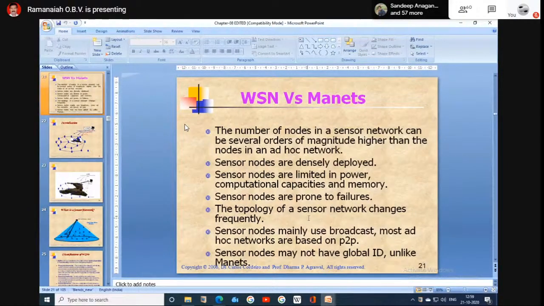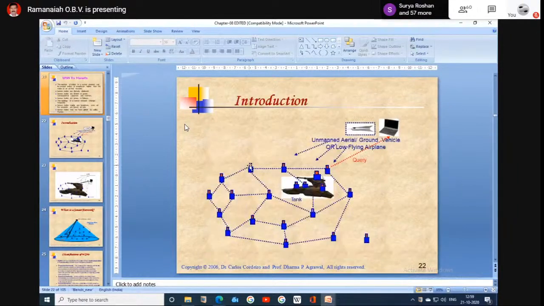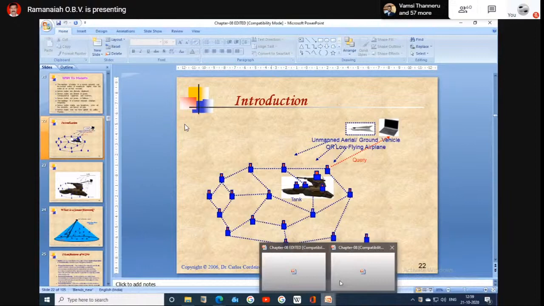Sensor nodes don't have a global ID, they only have local IDs. Whereas in MANETs, each and every node will have a global identity, like an IP address, with which you can identify it uniquely wherever it is on the globe. So that is what we could discuss now.